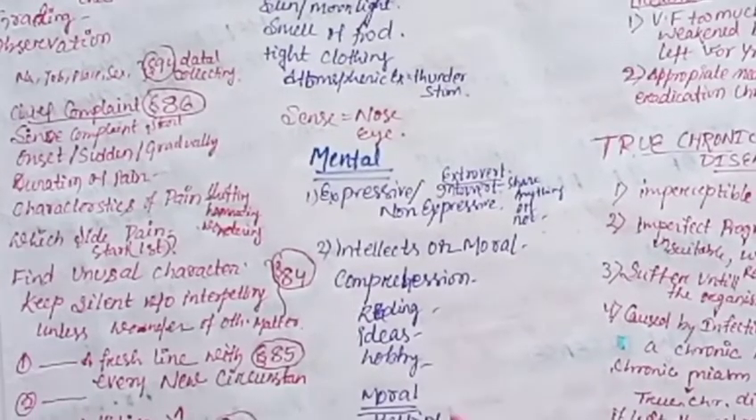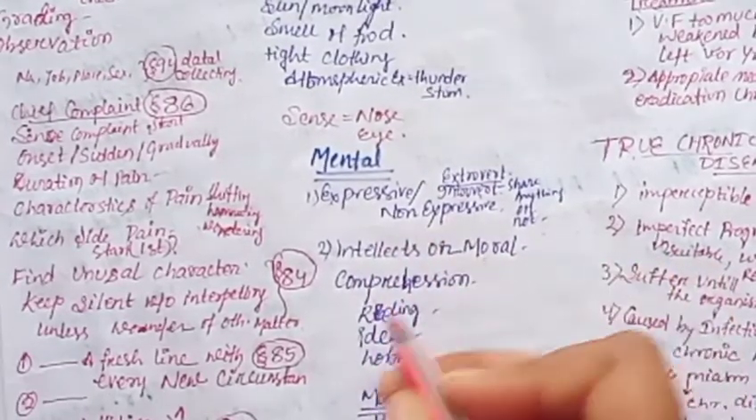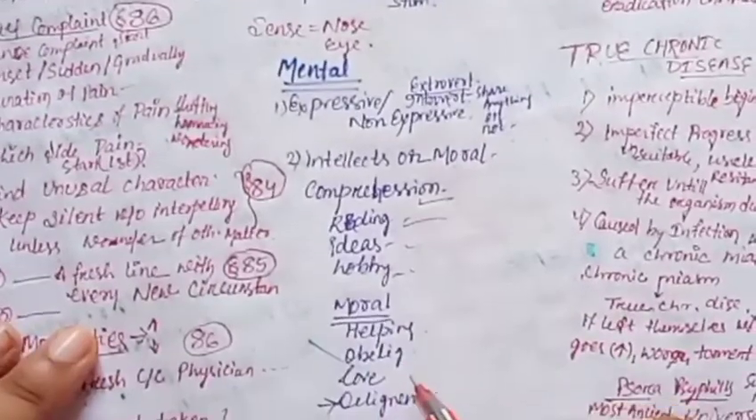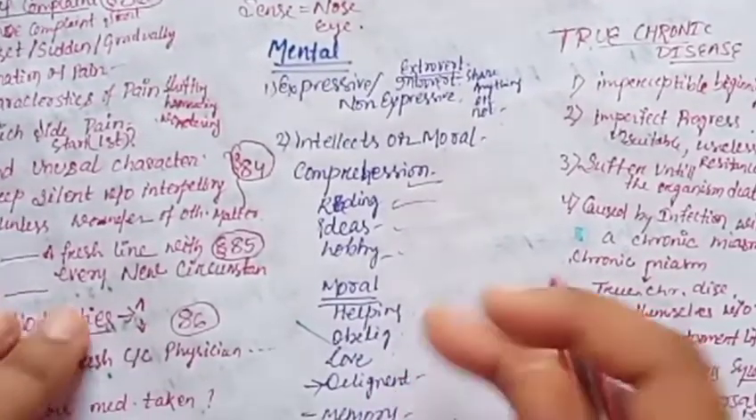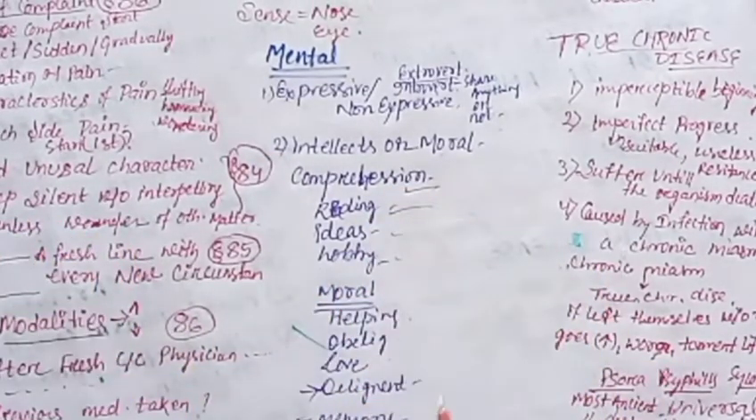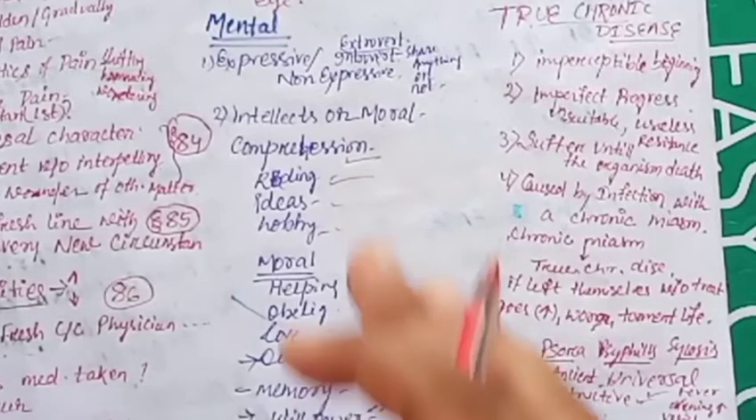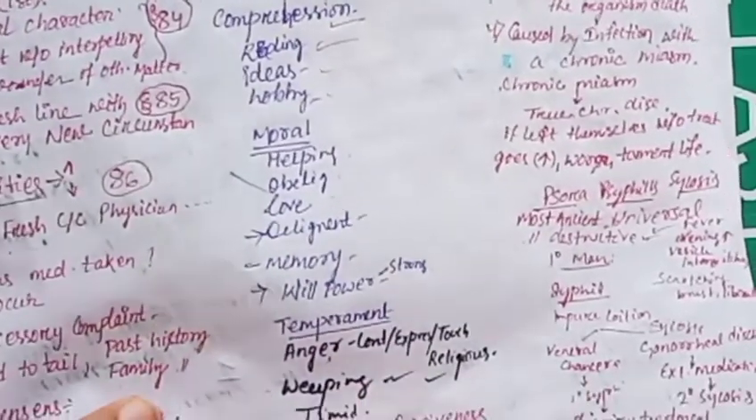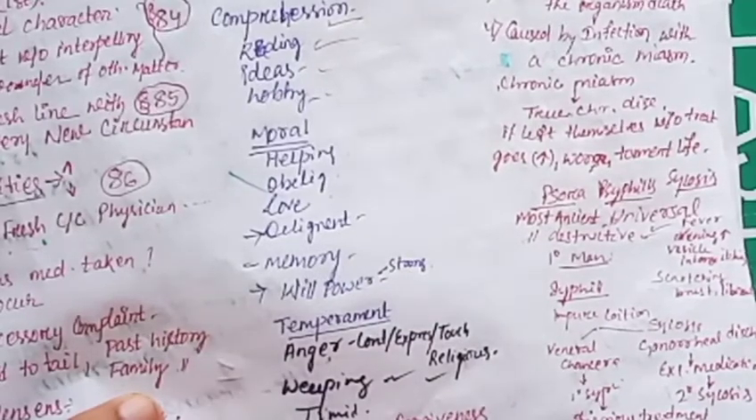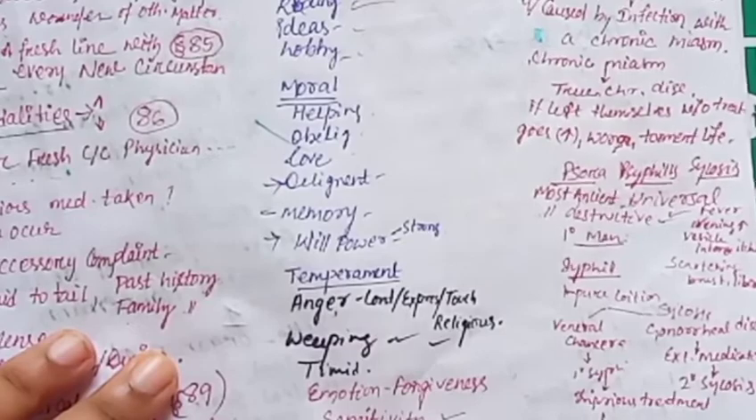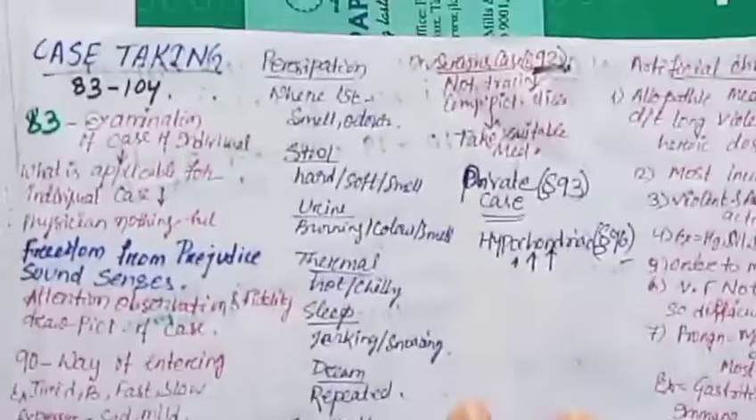Then temperament, moral and mental and physical: expressive or intellectual, comprehension, reading, ideas, hobby, how is the moral, helping nature or obliging or love. These things are not said by the patient; you should only recognize them in the mode of treatment. Temperament: anger or weeping or timid, emotion, forgiveness or sensitivity, anxiety, attachment, money, name, fame, if these occur we also accept them.